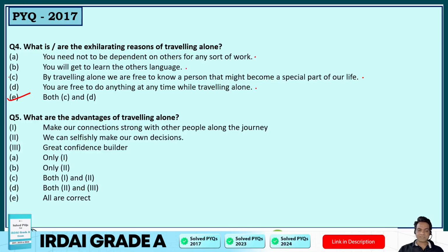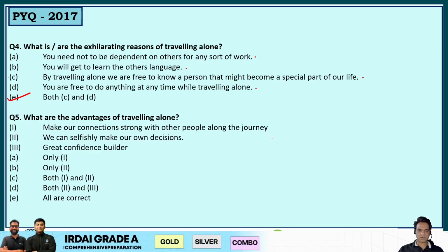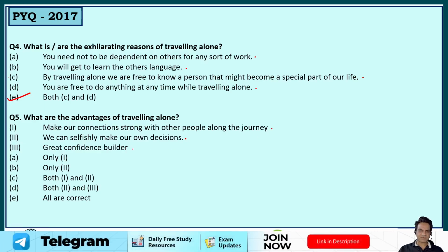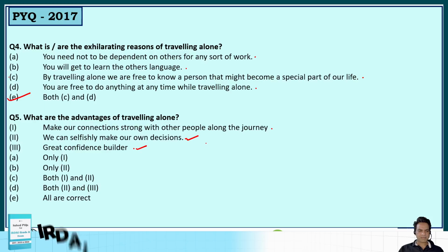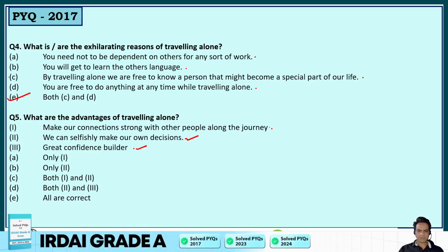Next, what are the advantages of traveling alone? Make our connection stronger with other people along the journey. We can selfishly make our own decisions. A great confidence builder. That is true. And this is also true, I think. So, make our connection strong with other people along the journey. Yes, that's true. So, all of them are correct. So, again, option E is your correct answer, guys.